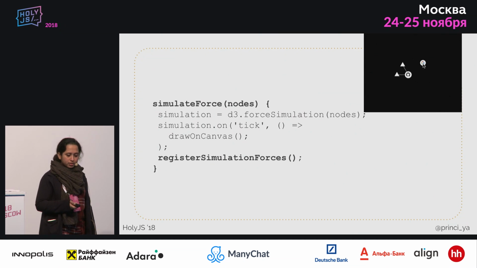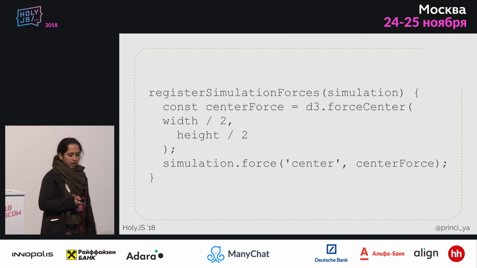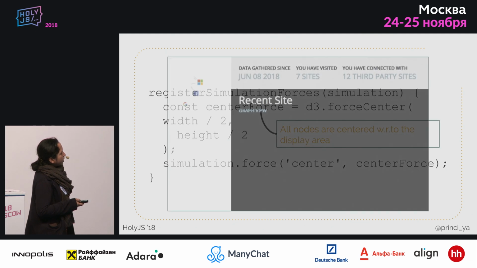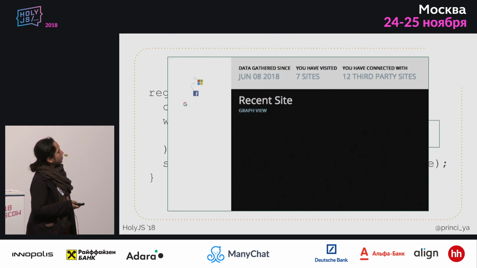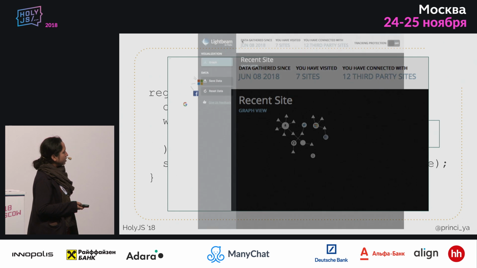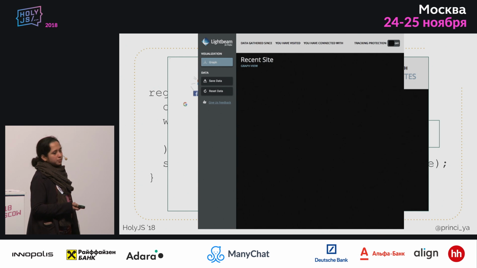The next one was to register the simulation forces, and this took care of the dynamic node additions to the graph. The first one in registering the simulation forces was to understand how to center the graph. In the absence of this centering force, as you can see on the top left, the nodes were just displayed on the top left because the centering force was missing. Now, when the centering force was applied and the page was loaded, all the nodes were centered with respect to the display area.